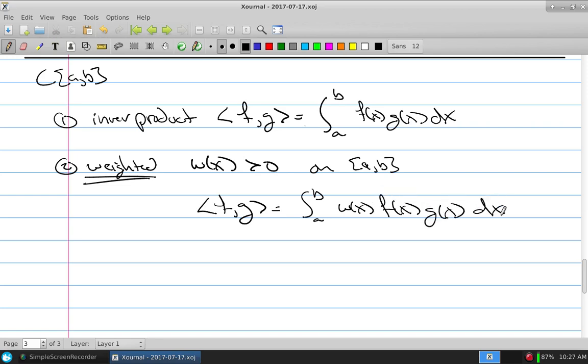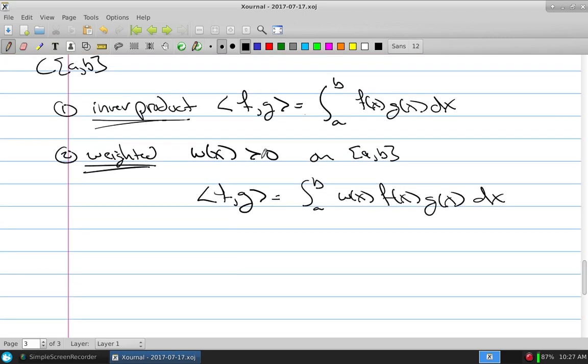And so this is just kind of a scaling. It's a stretching part that varies it. A typical weight that we use is a constant, right? Just pick a constant height and just simply stretch every one of these things by a particular value. But these are the two big ones. The normal inner product and the weighted inner product are still going to satisfy the three things, but we have to have a particular weight function chosen.